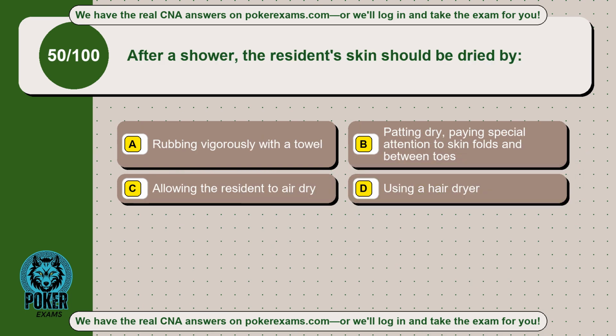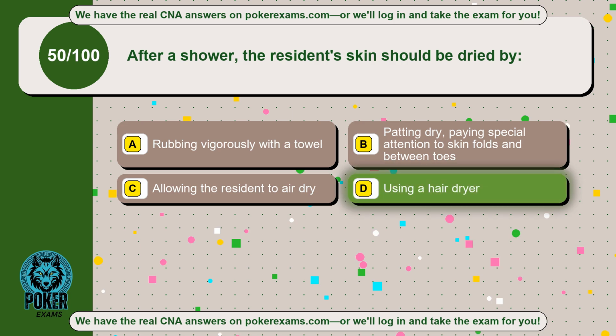Question 50. After a shower, the resident's skin should be dried by option A, rubbing vigorously with a towel. Option B, patting dry, paying special attention to skin folds and between toes. Option C, allowing the resident to air dry. Option D, using a hair dryer. The correct answer is option D.